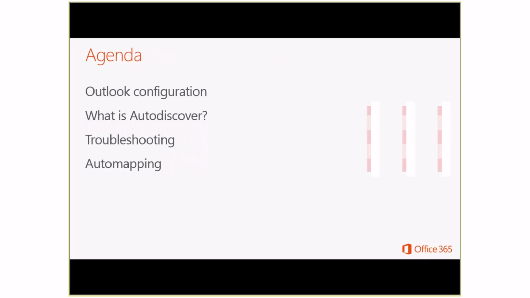For our agenda today, we're going to discuss briefly Outlook configuration and the process of setting up an Outlook profile. We're going to talk about what Autodiscover is and what role it plays in Outlook. Then we'll talk about troubleshooting the Outlook configuration in Autodiscover, and a little bit about automapping.